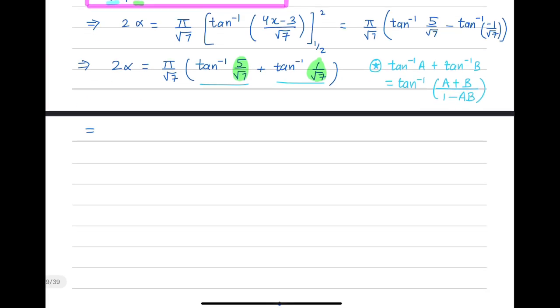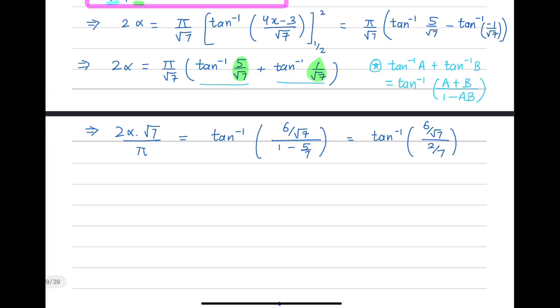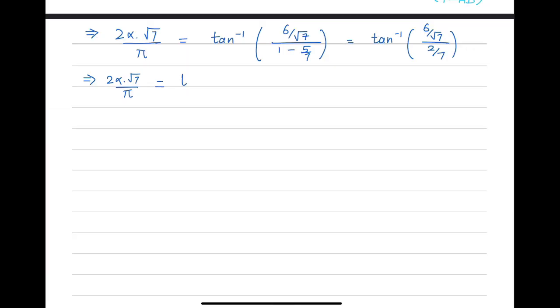So what we get is 2 times alpha into root 7 over pi. So this root 7 over pi I have shifted to the left side. And on the right side, you have tan inverse of (A plus B). So this will be 6 by root 7 over 1 minus AB. So that will be 5 over 7, A into B. So simplifying this, what we get is tan inverse of 6 by root 7 divided by 7 minus 5, 2 by 7. And the further simplification will give us 2 alpha times root 7 over pi equals tan inverse of, so this 2 will cancel out 3 here, and this root 7 will cancel out 7 here, and you'll get root 7. So this will be actually 3 times root 7, right?